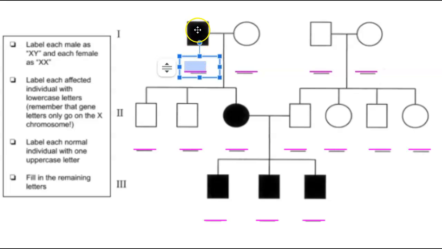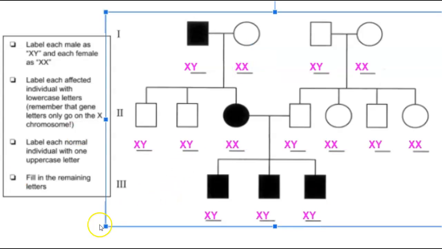All right, so remember that males are going to be squares and females are going to be circles. So all the squares, we're going to go ahead and write XY, and then all of the circles, we're going to write XX. So I went ahead and labeled each of them with XY or XX. You see that all filled in.